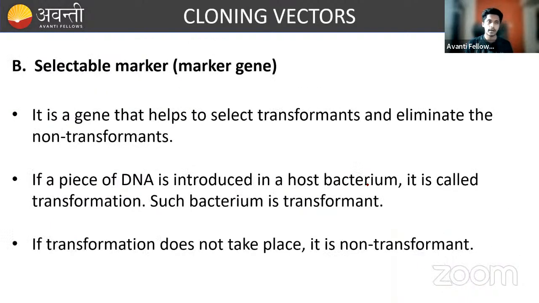Understood? Next one is a selectable marker. What is a selectable marker? A selectable marker can be anything that will help us distinguish between transformants and non-transformants.